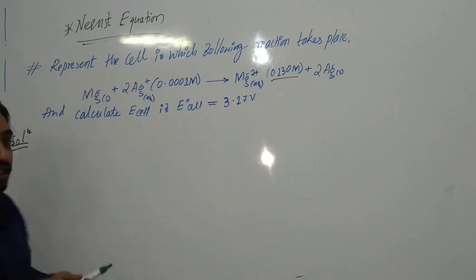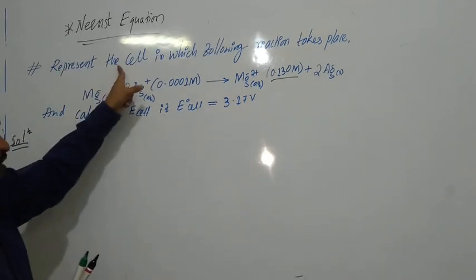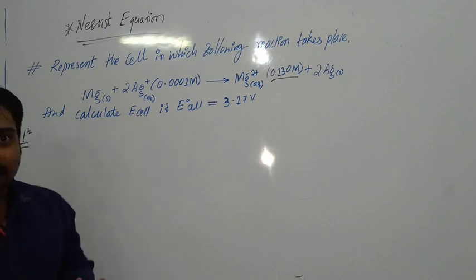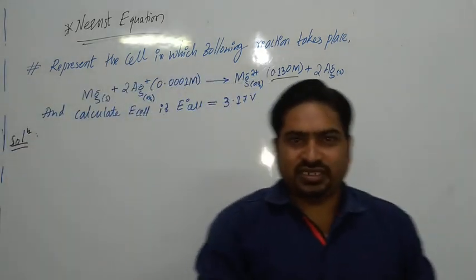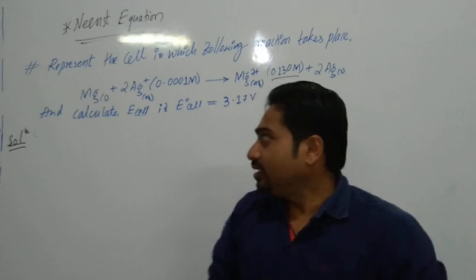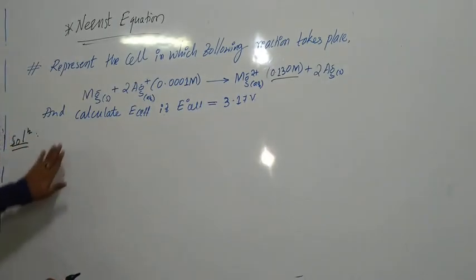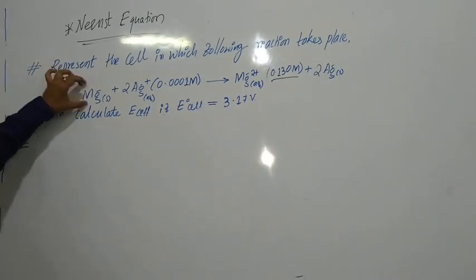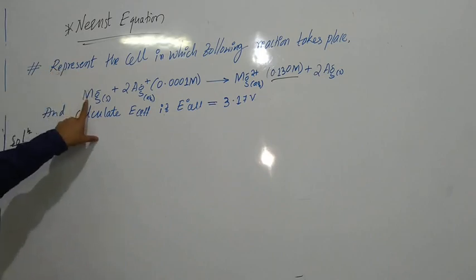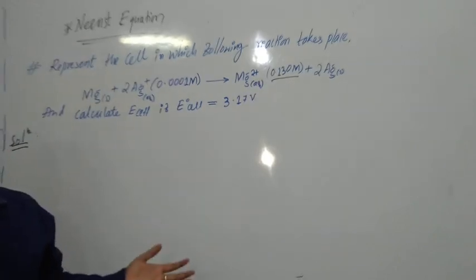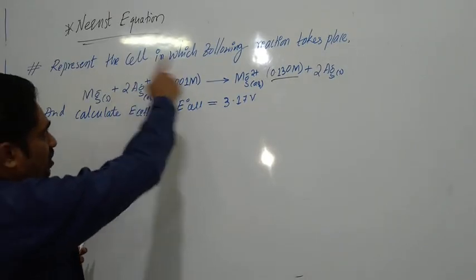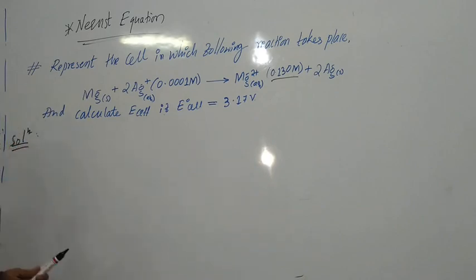So here this question consists of two parts. First one, cell representation. Then second one, E cell calculation. So first we will deal with the first part. To represent a cell, it's very easy. First, what do we have to write to represent the cell? We have to write the chemical equation, the cell reaction. So here, see the given equation and point out which one is oxidized, which one is reduced.